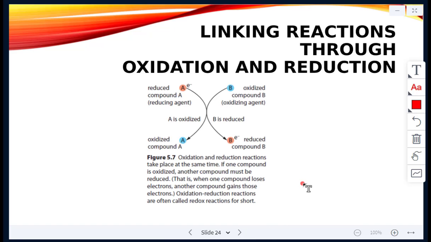All right, so here is just a quick diagram showing oxidation and reduction. These two reactions take place at the same time. So if one compound is being oxidized, another compound is being reduced. When one compound is losing an electron, another compound gains those electrons. And usually these two reactions, oxidation and reduction, are called redox reactions for short.